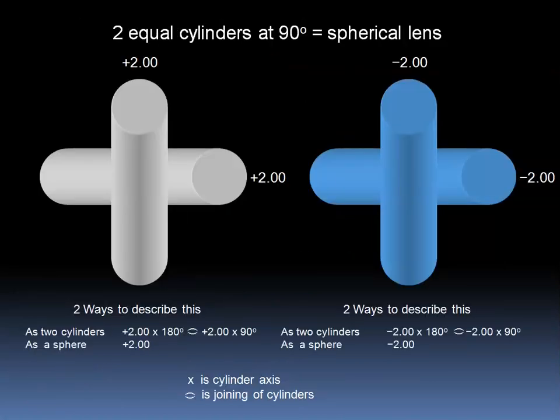Here we see a situation of two equal cylinders at 90 degrees to each other. This results in a refraction equal to that of a spherical lens in which light in all axes is focused to a point. The same is true of a minus lens, which forms a virtual image point. Here we see the notation that we use. There are two ways to describe this. We can describe it as two cylinders shown as +2 diopters with long axis at 180 degrees together with +2 diopters with long axis at 90 degrees. Or we can just write it as +2, in which case it indicates a sphere. In the case of the minus lens, everything is similar, but with minus signs.